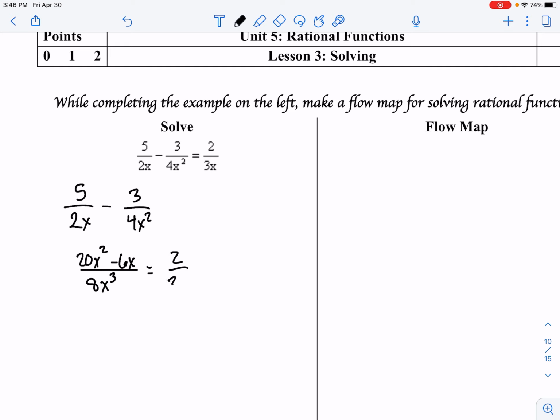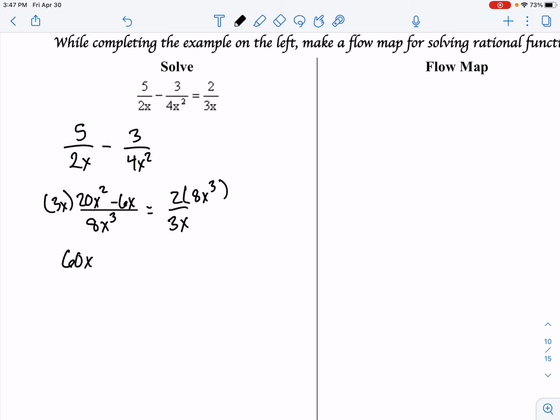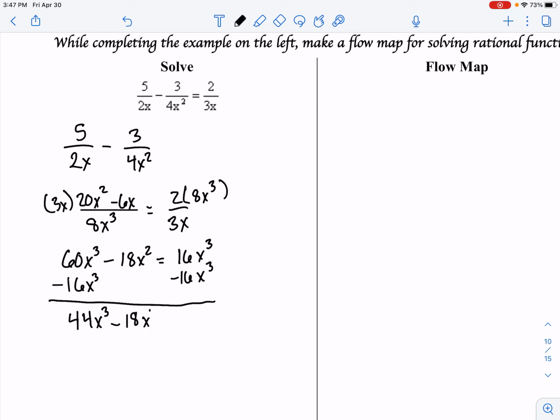And you want to set that equal to what's over on the opposite side. Now, here, what you do is essentially just cross multiply again. And then you want to solve for x, all right? So subtract 16x cubed from both sides. I'm left with 44x cubed minus 18x squared.